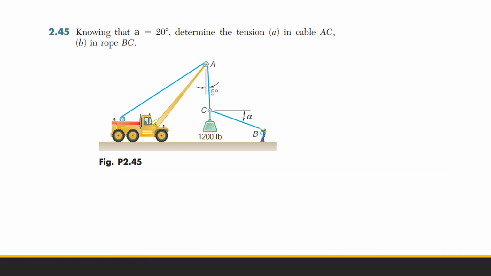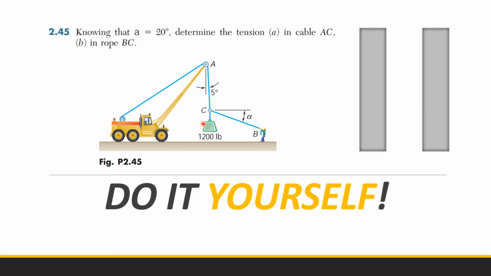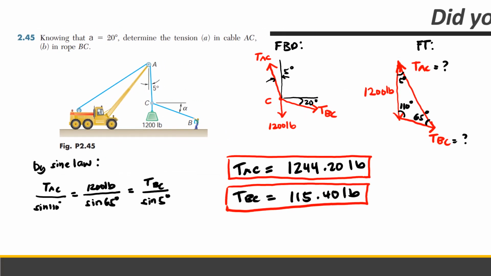Problem. So given the figure, knowing that alpha is 20 degrees, determine the tension at cable AC and tension at cable AB. So known yung merong weight na 120 pounds dito na part. So I want you to pause this video and solve this problem yourself. So i-pause nyo muna and i-solve yung problem na to.